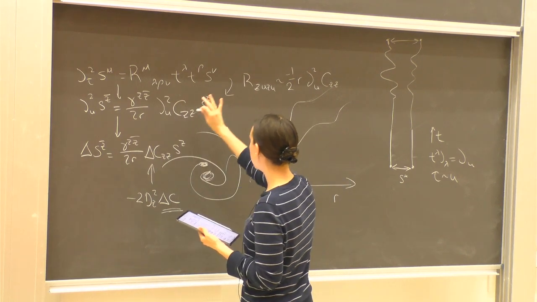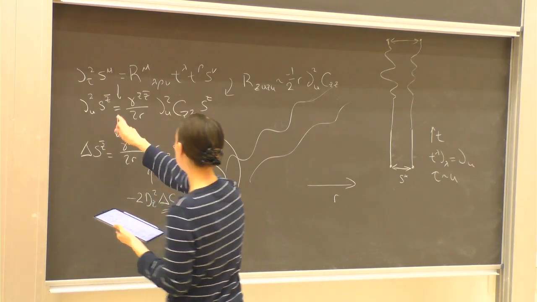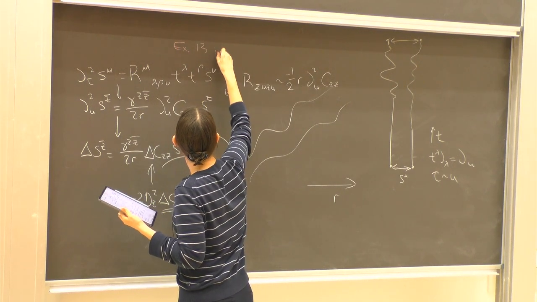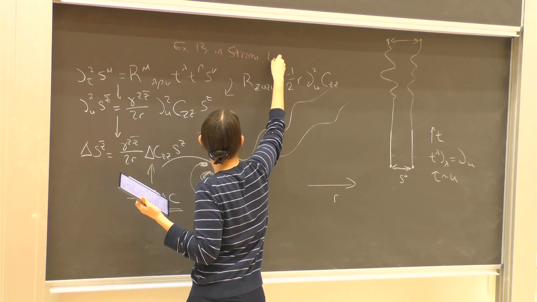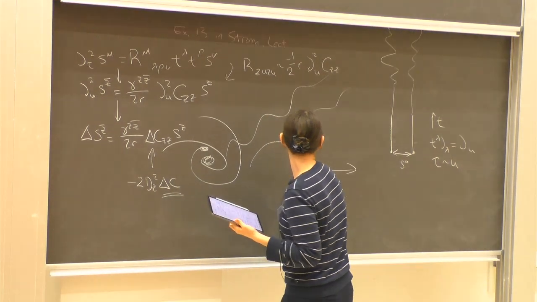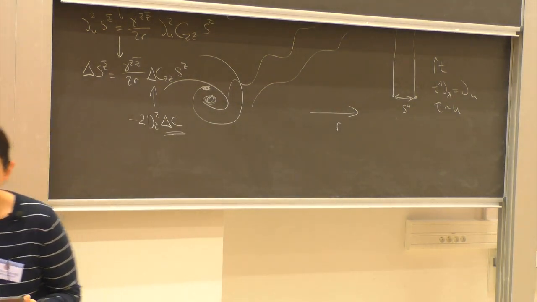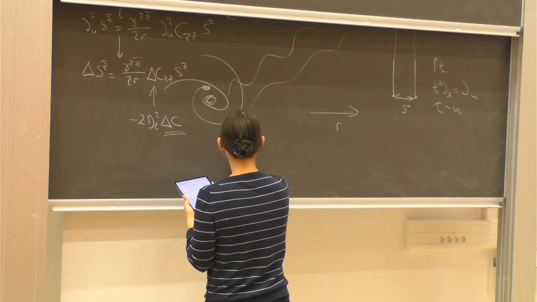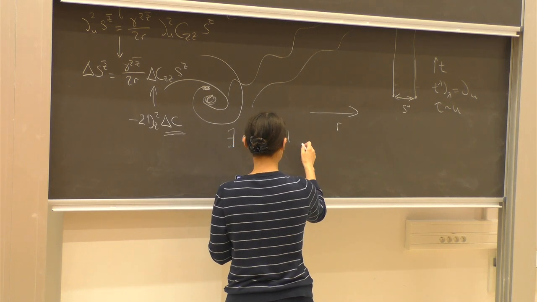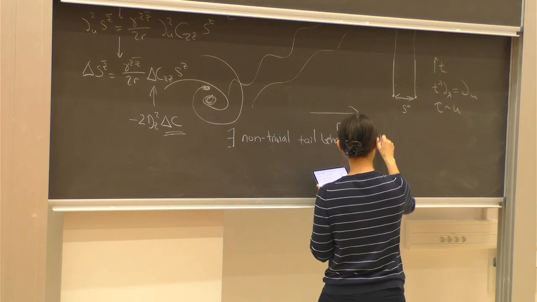And I want to point out that these steps would be an exercise in Strominger's lecture notes for those who want to follow it in a little more detail. You're integrating a couple of times, so maybe you could be careful. So this is an exercise in Strominger's lectures. But what I want to point out is the following: the takeaway for us is that there exist non-trivial tail behavior of this gravitational waveform.